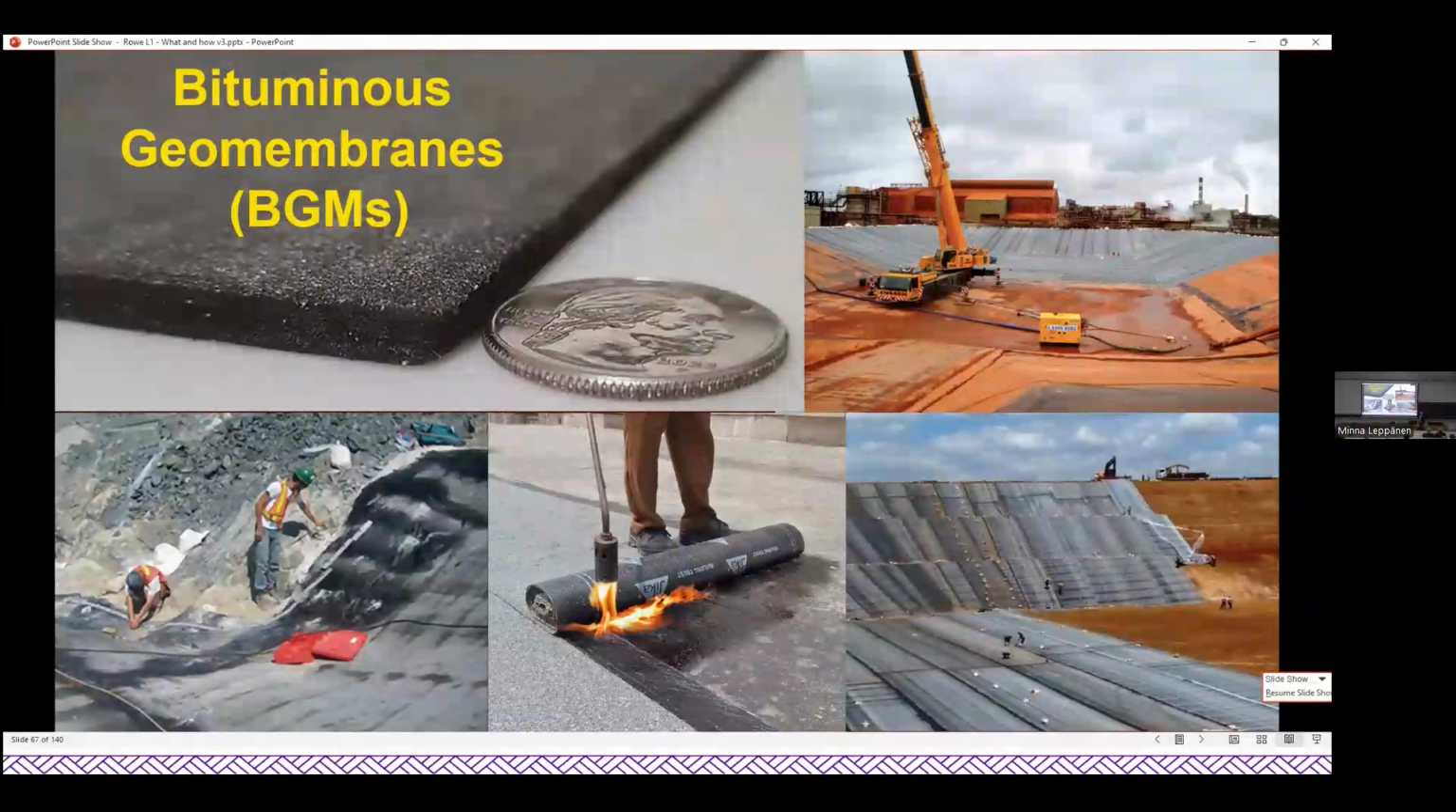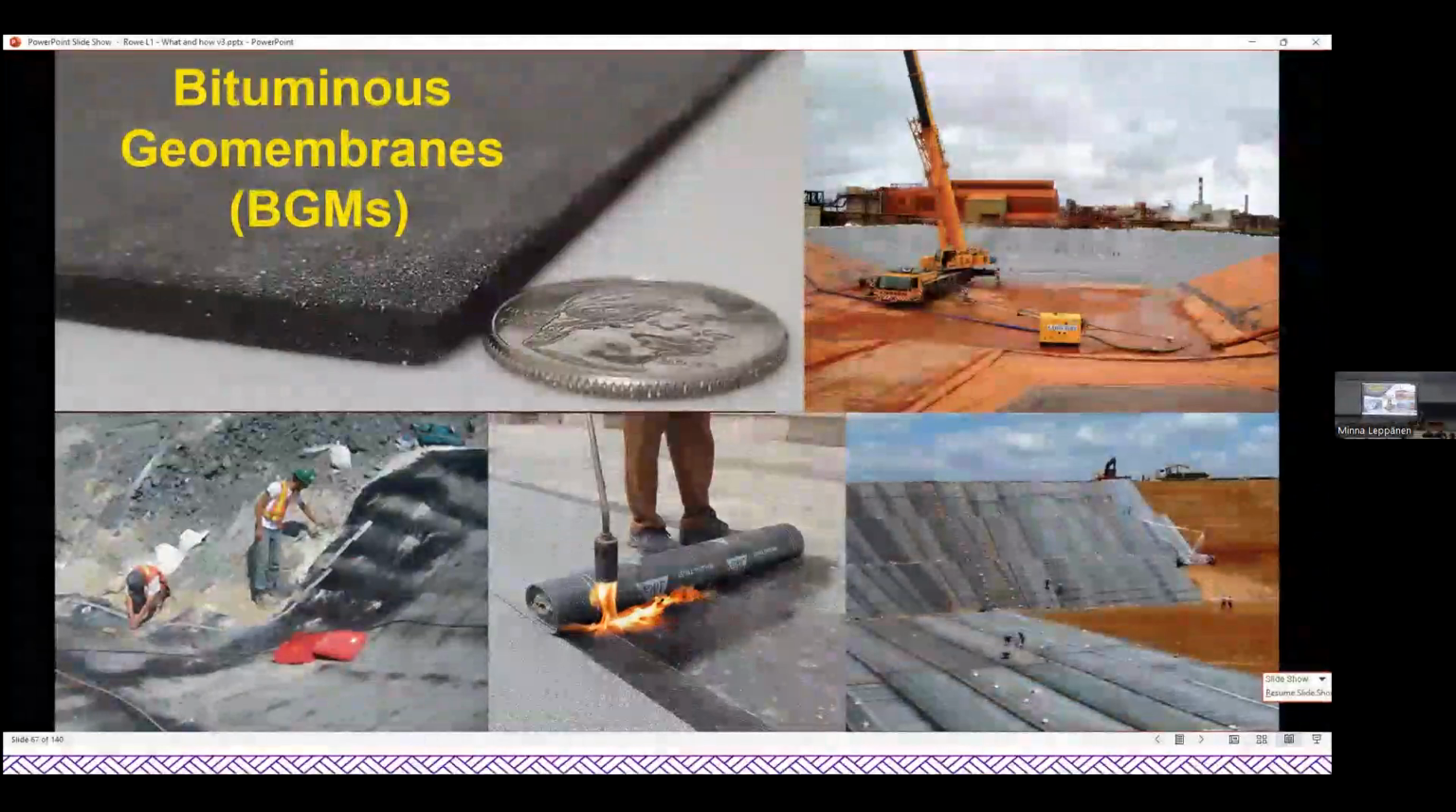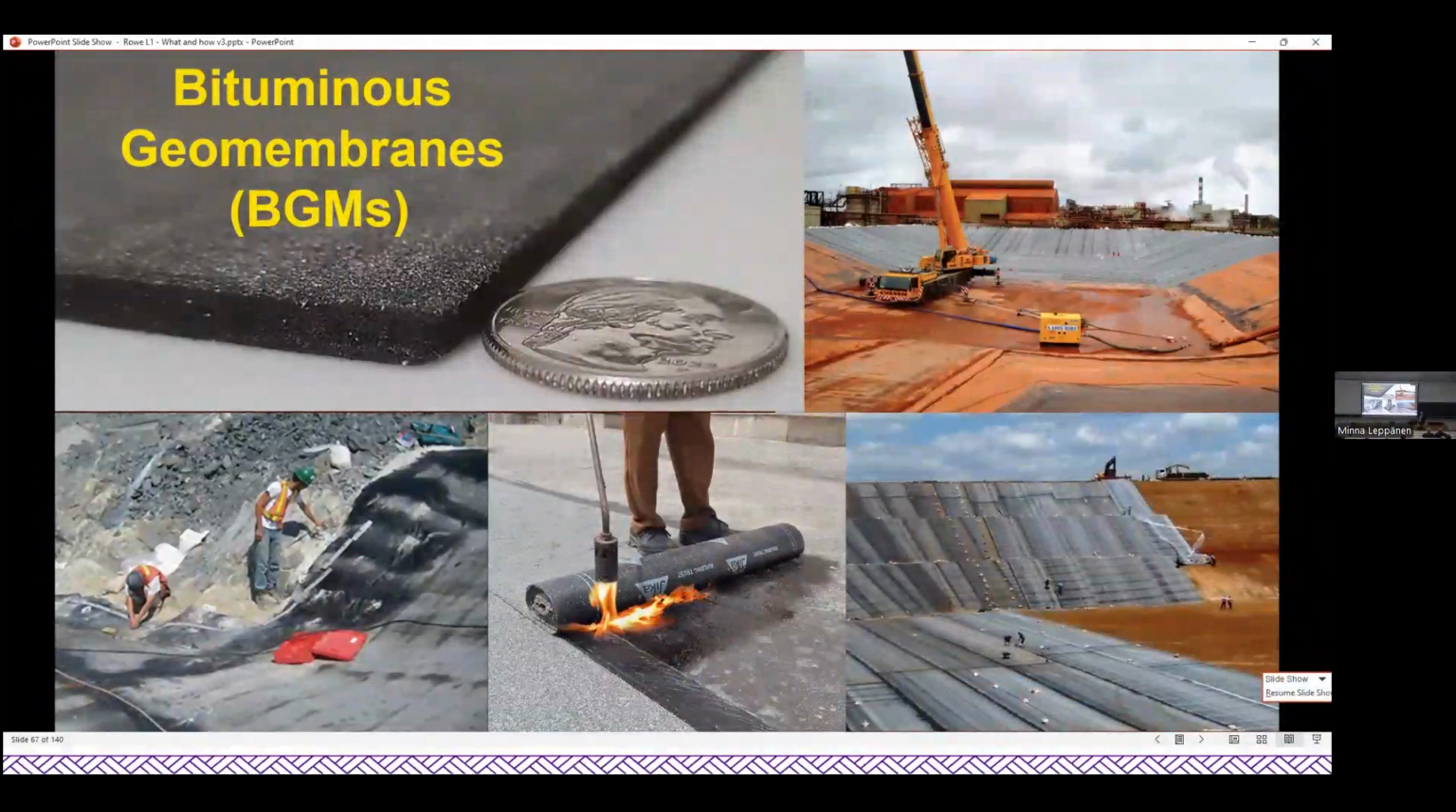Bituminous geomembranes have been grossly oversold because of some things that are true and some that are not. They don't wrinkle, that's true. They are thick compared to HDPE, that's true. They're less likely to be damaged, that's not true. They're easier to seam, that's true, but as we'll see later, not very good.